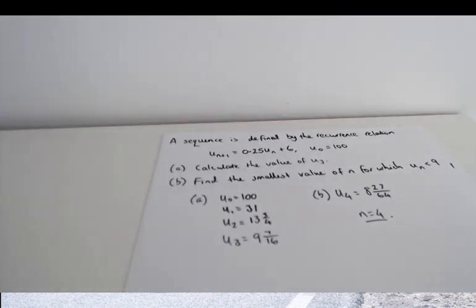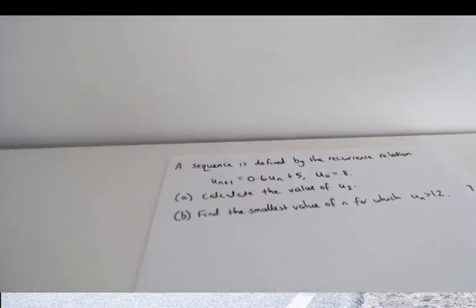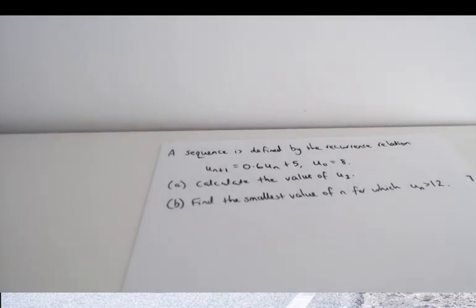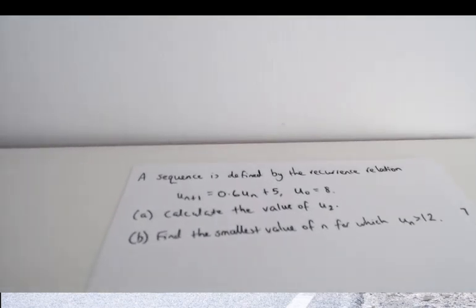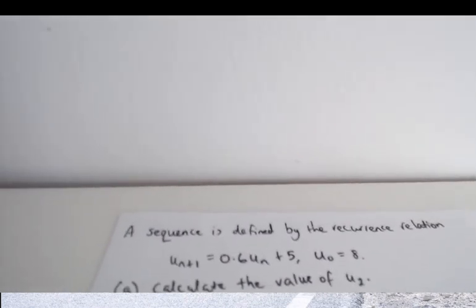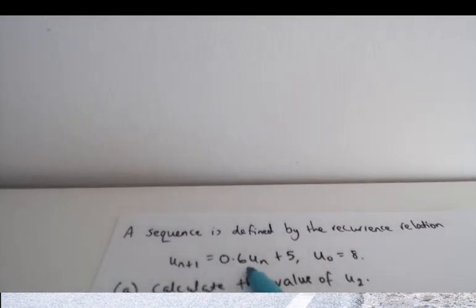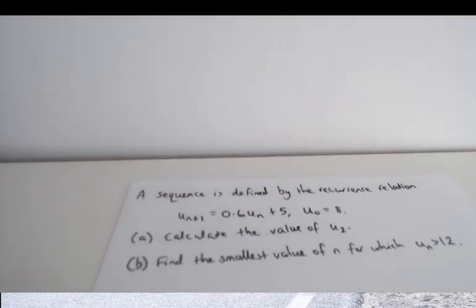Okay? Right, let's look at another example. Same idea, different recurrence relation this time. We have U(n+1) equals 0.6 Un plus 5, and we're told that U0 equals 8. Part A, calculate the value of U2.